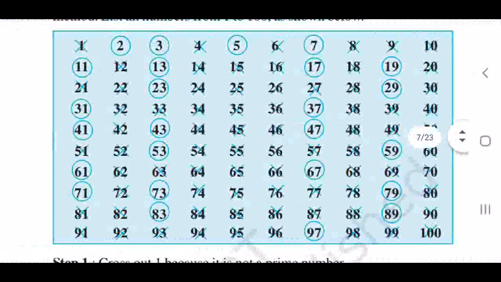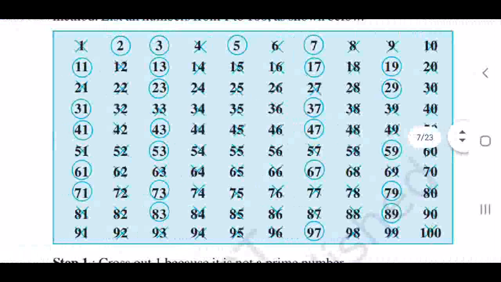Okay. After that, 3. Sure, we know that's a prime number. Draw a circle around it. Then cross out the multiples of 3. 4. 4 is not a prime number. Cross it. 5. Prime number. Cross the multiples of 5. And so on. At last, you will get a very small number of numbers in the circle. They are prime numbers. Okay. This method is called sieve of Eratosthenes.